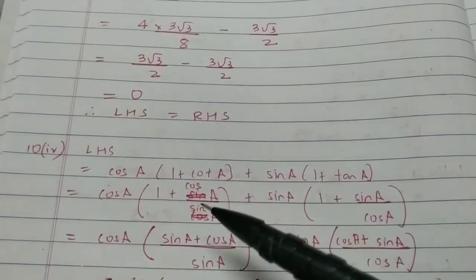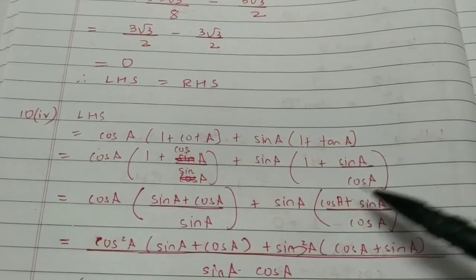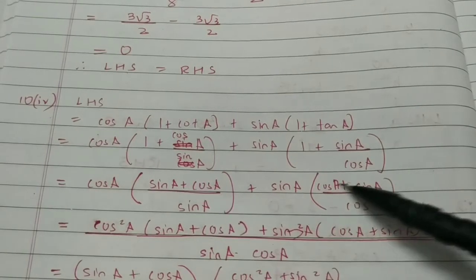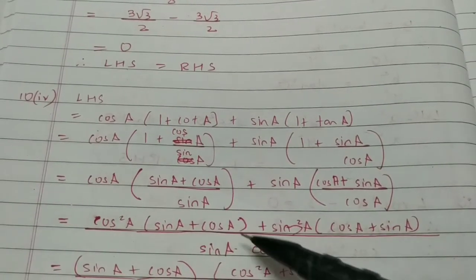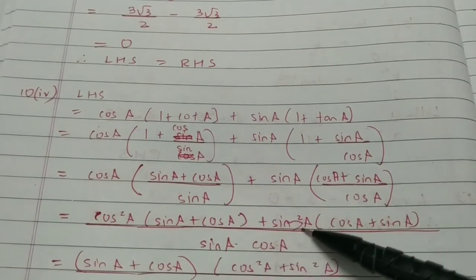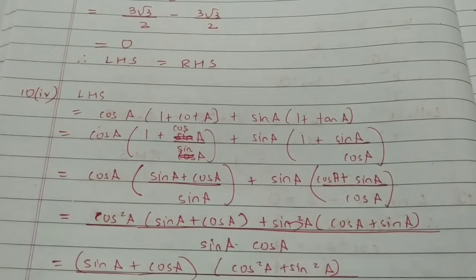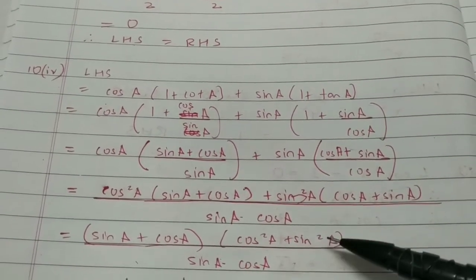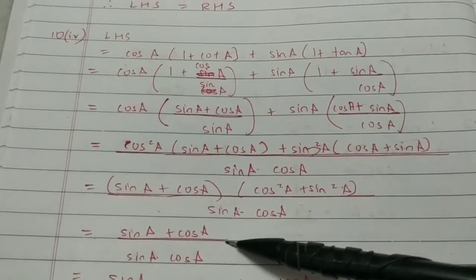We'll start with the LHS. We will convert everything into sine and cos. LCM, again LCM, to get the entire numerator together, and the common denominator is sine A cos A. Don't open the brackets yet. Notice how the brackets are same. So take the bracket out common. So what is left is sine square A plus cos square A in the other bracket, which is nothing but 1. So you're left with this.